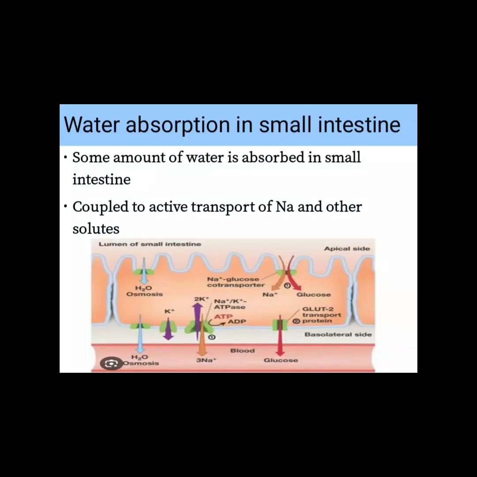We have discussed water absorption in the large intestine, which is by simple osmosis and depends on the osmotic gradient and tonicity. Water absorption also takes place in the small intestine. Some amount of water is absorbed in the small intestine. Here the water absorption takes place along the concentration gradient provided by sodium. When coupled transport of sodium takes place, water enters through the membrane.